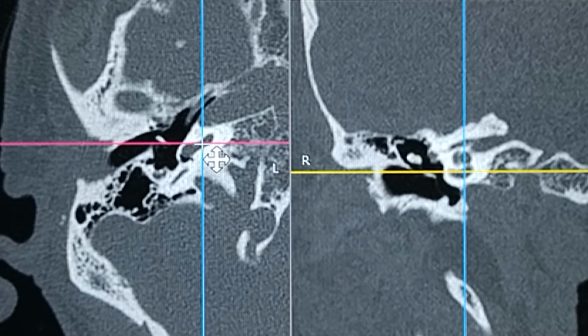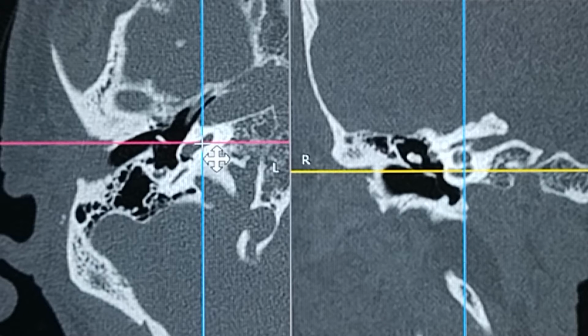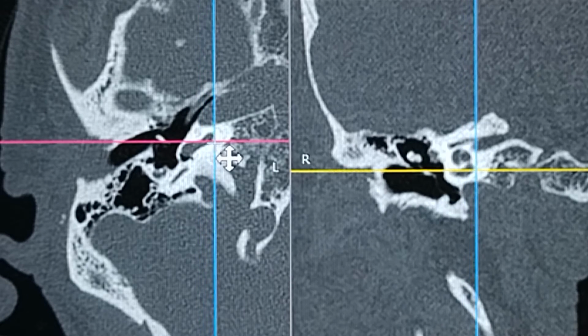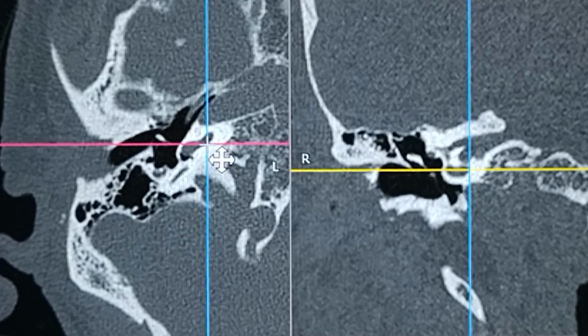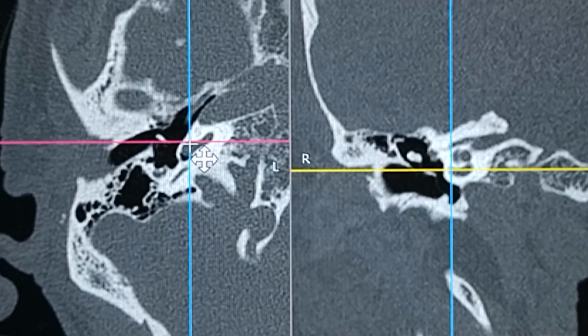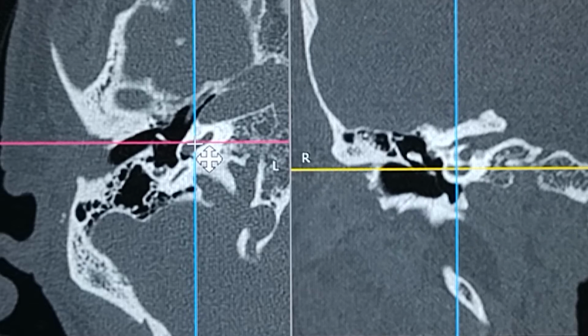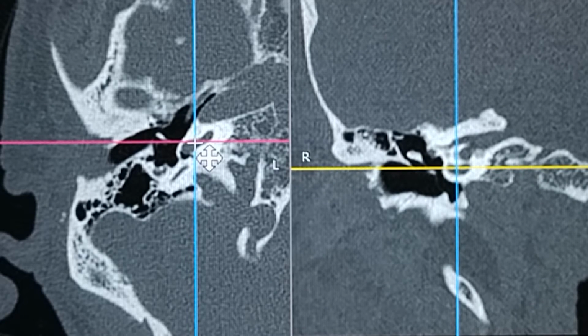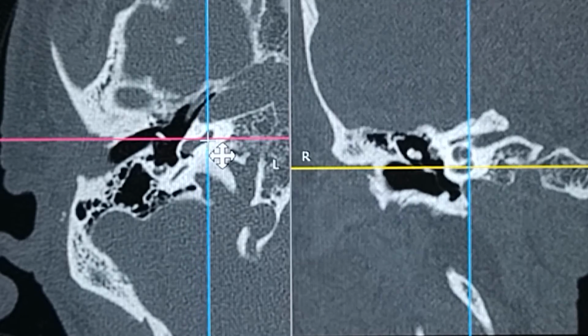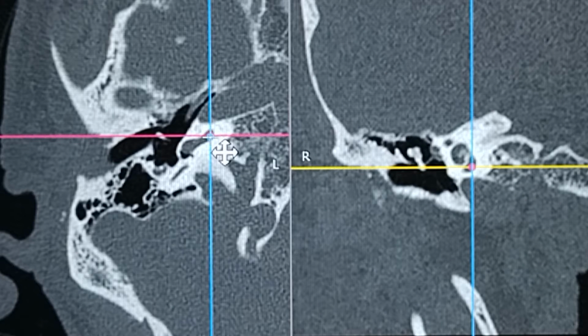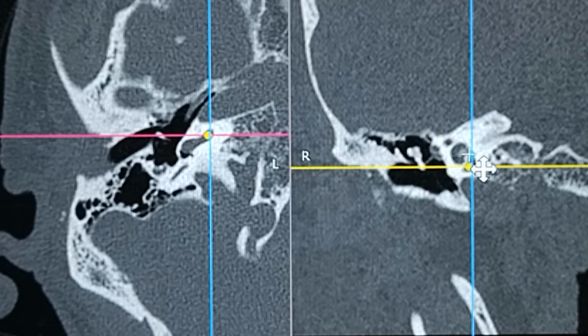Now look, pay attention on the coronal section. You can see this is a basal turn. That's the basal turn of the cochlea on the coronal section. See the blue and the yellow line where they're corresponding is the basal turn of the cochlea. Now you can see something over here, that's the interscalar septum.